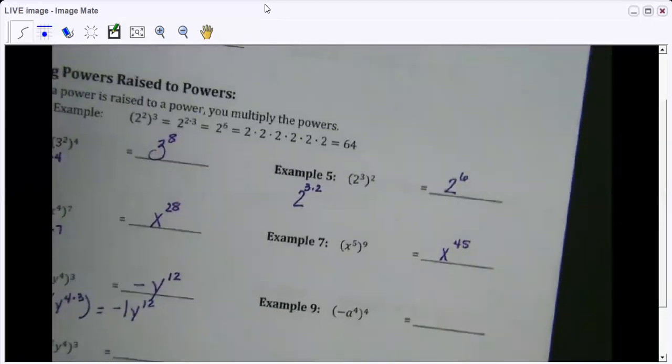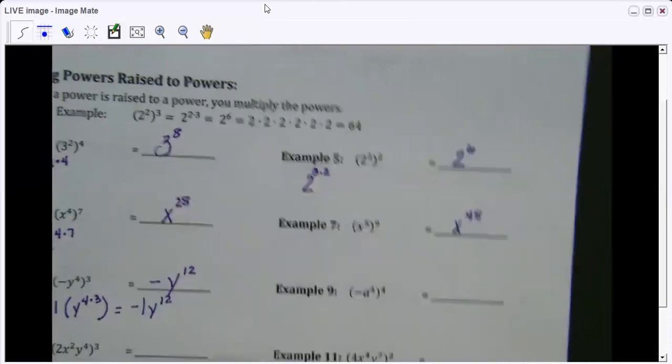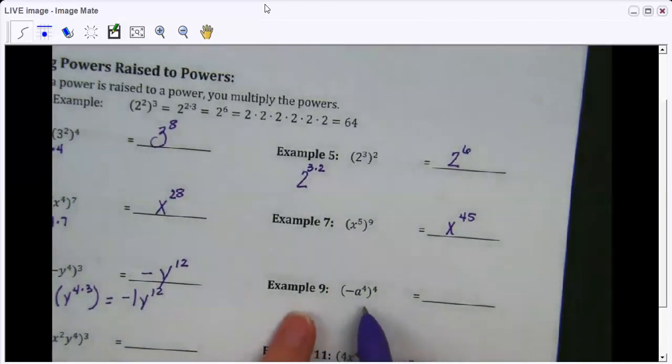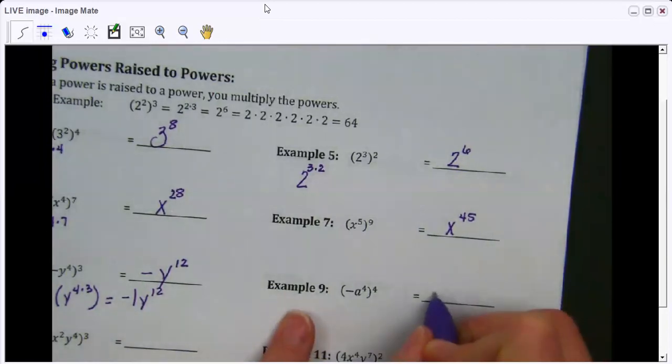I believe dividing, we deal with negatives, but we'll deal with that later. Can you remind me what a coefficient is again? It's the number in front of the variable, the number in front of the letter. All right, so what's the answer to number 9? Negative a to the 16.